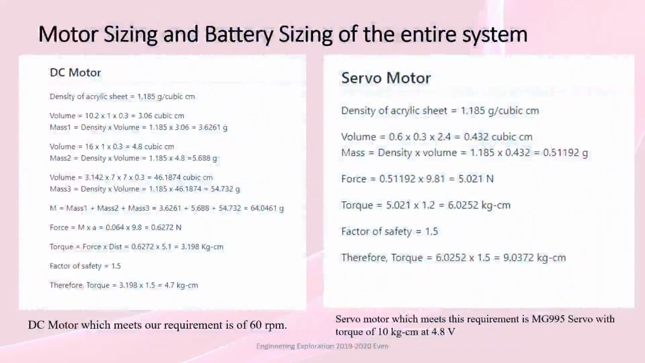Now let's take a look at motor sizing of the system. We require two types of motors for our system: DC motors and servo motors. After the calculations considering all parameters, we found out that our system needs DC motors of 60 RPM and servo motor MG995 with a torque of 10 kg/cm at 4.8 volts.